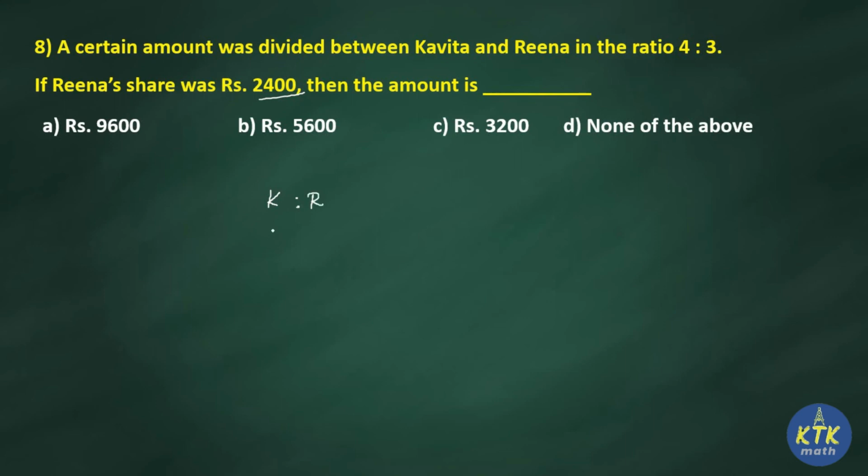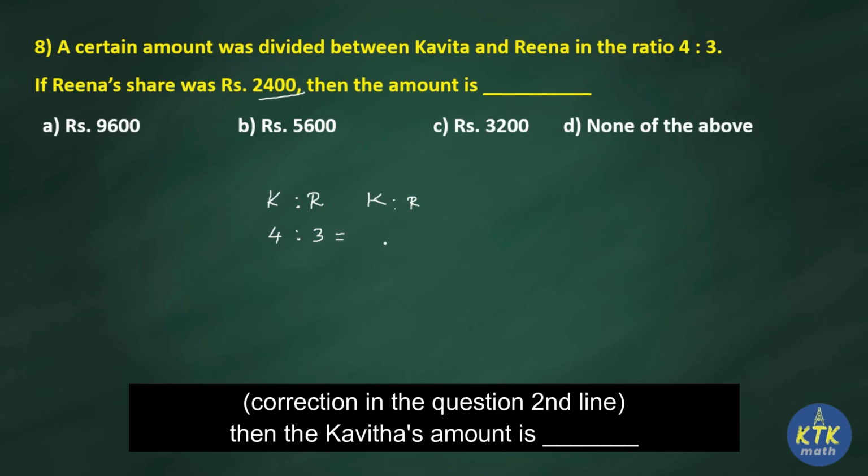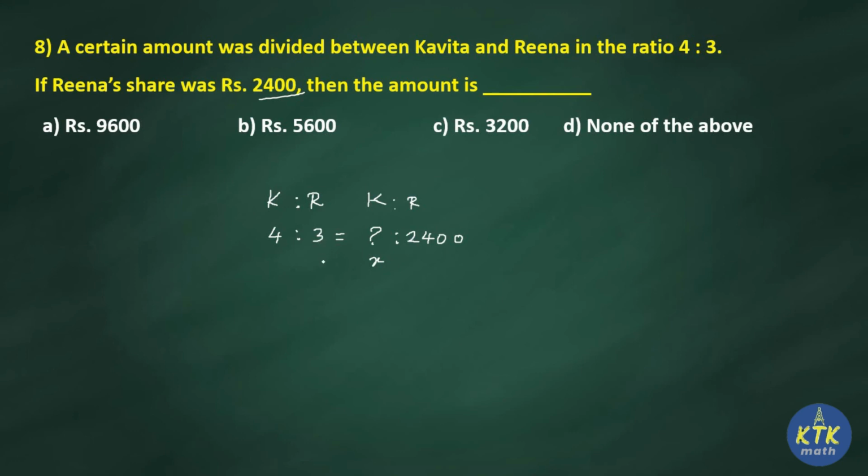So the ratio is 4:3. In the same way, first Kavita and then Reena. So Kavita's amount only we are going to find. Okay. Then Reena amount is 2,400. So as usual, I am going to take it as X. So we are going to multiply the means and then extremes. So product of means must be equal to product of extremes. So 3 into X is equal to 2,400 into 4, or you can write it as 4 into 2,400 also.